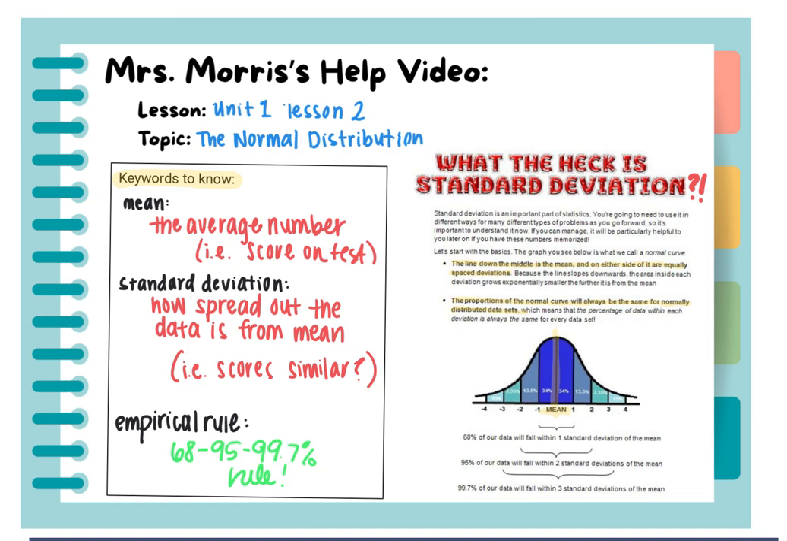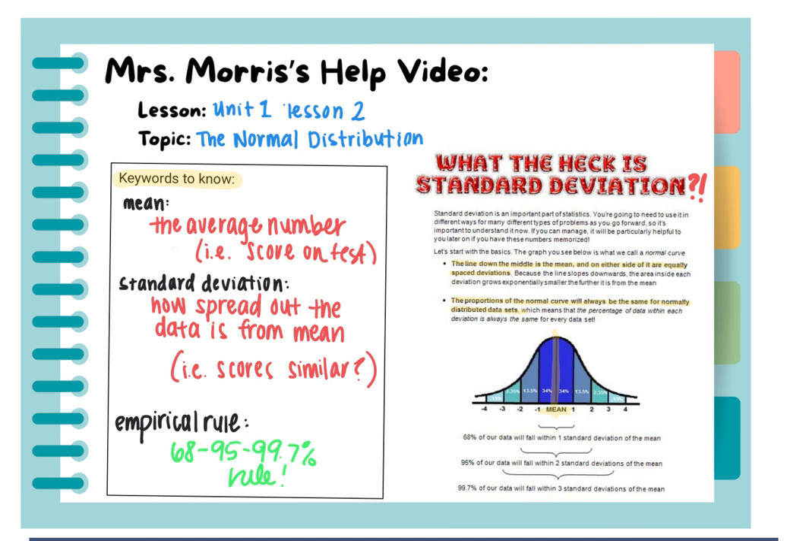This video focuses on Unit 1, Lesson 2, specifically talking about the mean and standard deviation. When we are talking about analyzing data, a lot of the times you are going to hear about the mean, and the mean is the average number in the data set.